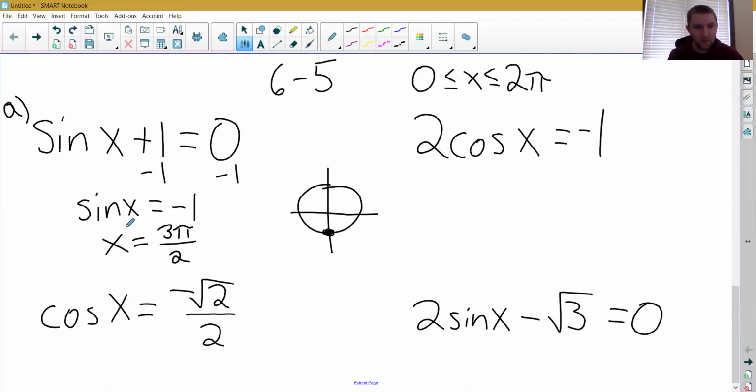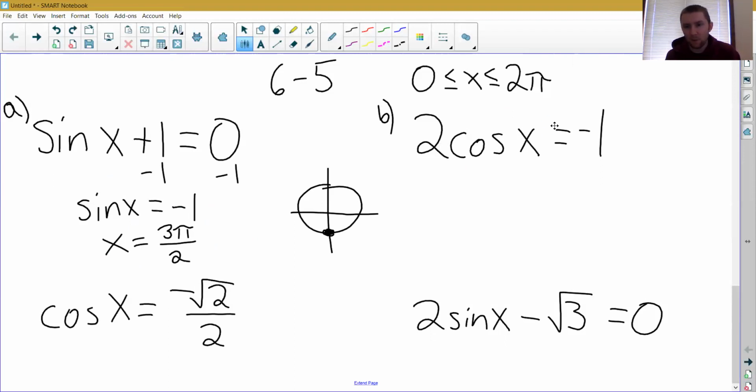So this right here is my solution to this equation. X equals 3 pi over 2. That one only had one solution, only one answer. X is equal to 3 pi over 2. Now, if we look at letter B, they're talking about cosine, and they've done something a little bit different.